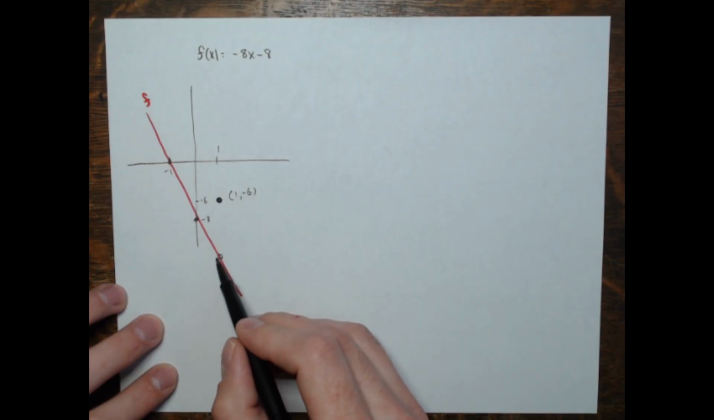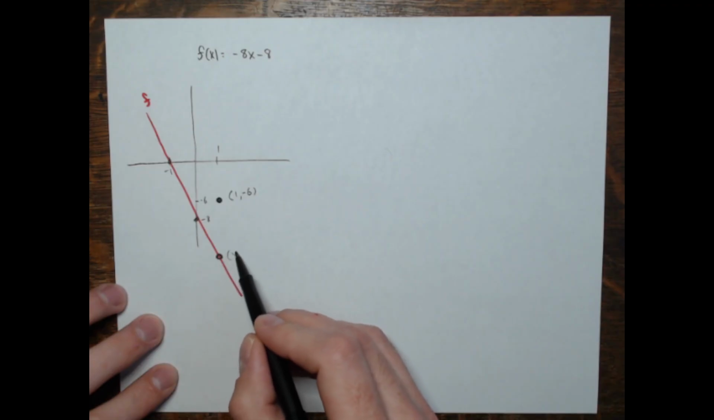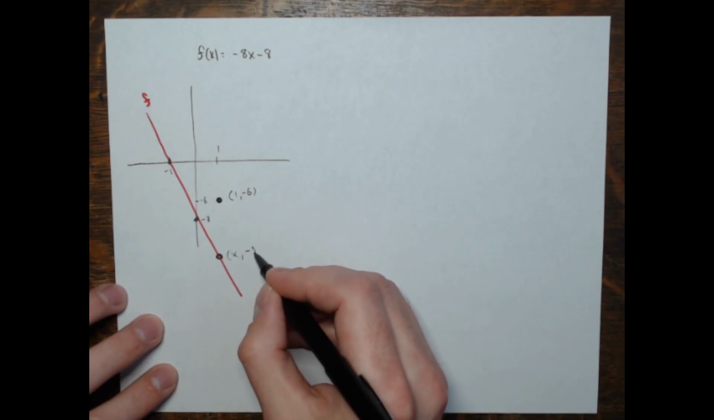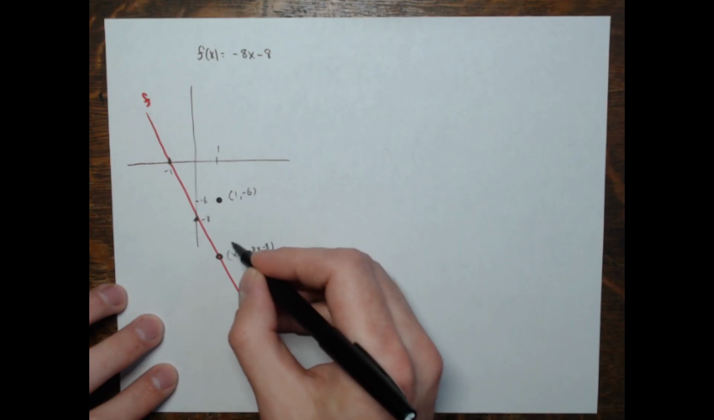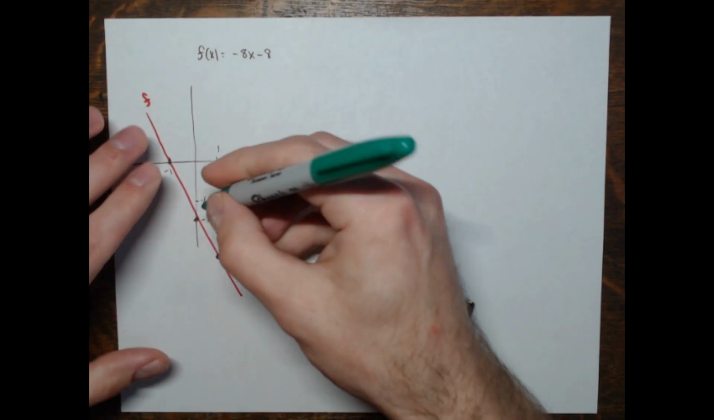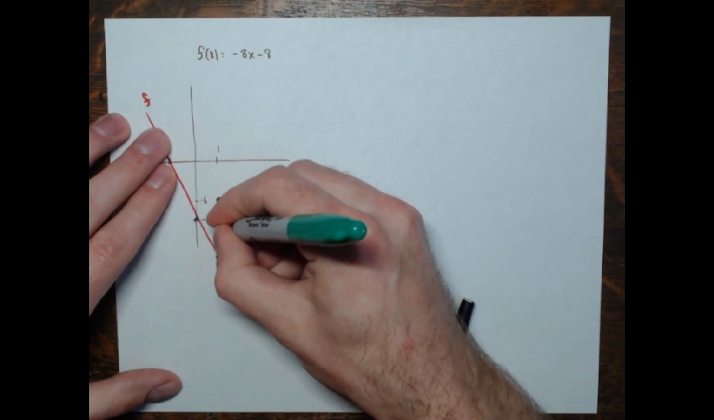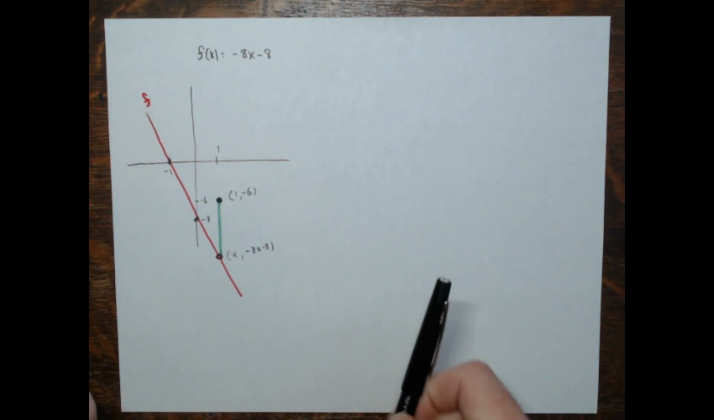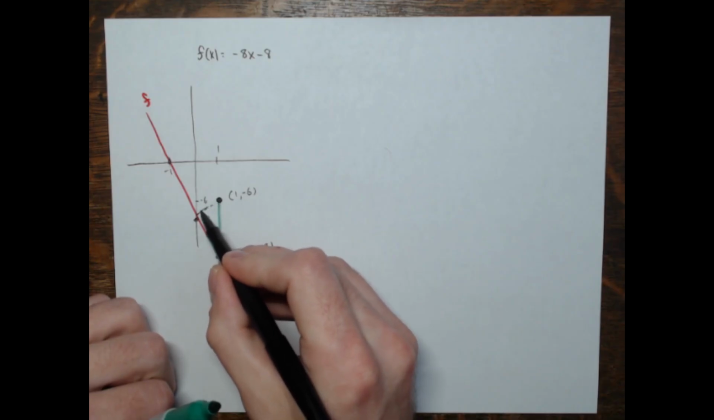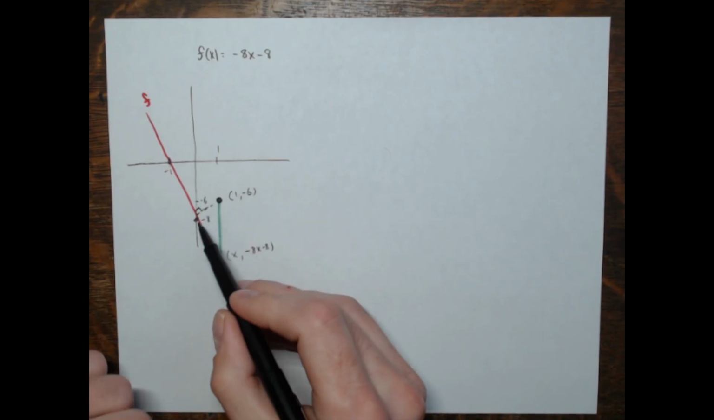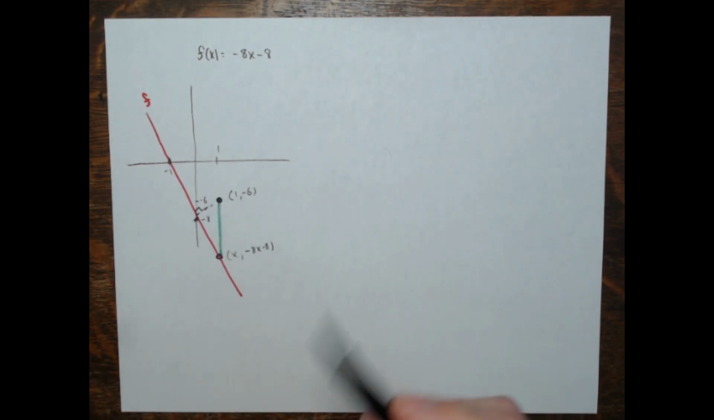And we're saying take any point on this curve which has an x-coordinate of x and a y-coordinate of negative 8x minus 8. Do the distance to this point here, and what's the closest? Now the closest should be perpendicular, right? If I draw the segment, it looks like 0, negative 8, but it might not be.